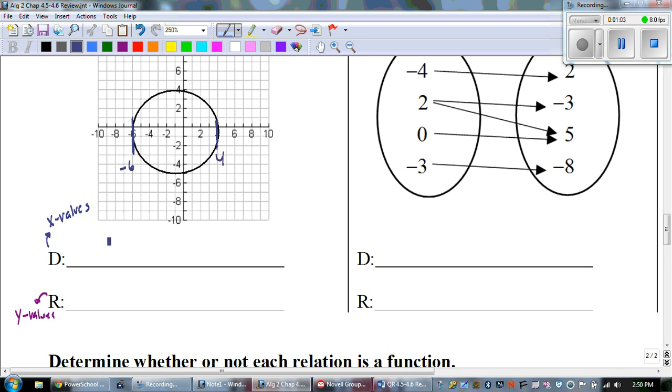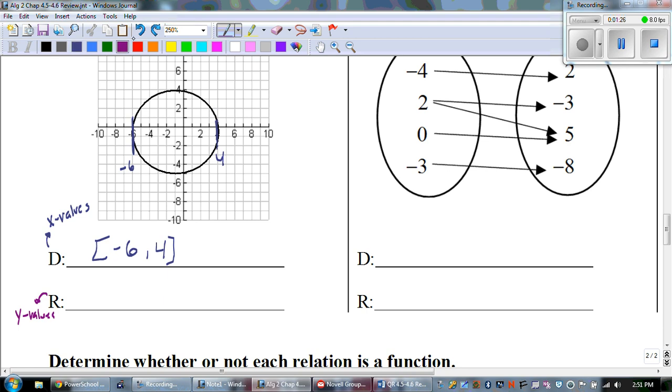Okay, so just like when we were writing interval notation, the graph starts at -6, but then it's going to stop at 4. Okay, and that's all I want to know. It can be any of these numbers in between. Okay, it just can't be anything outside of that.